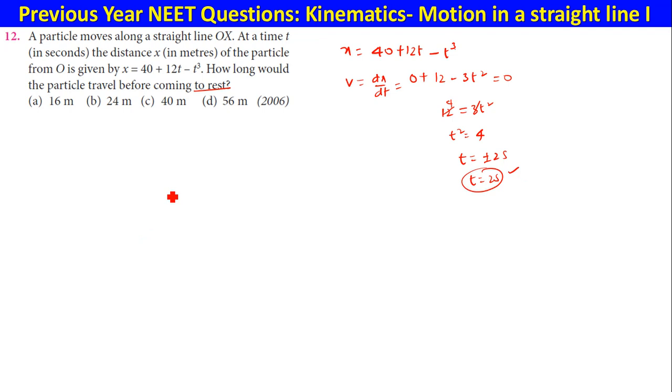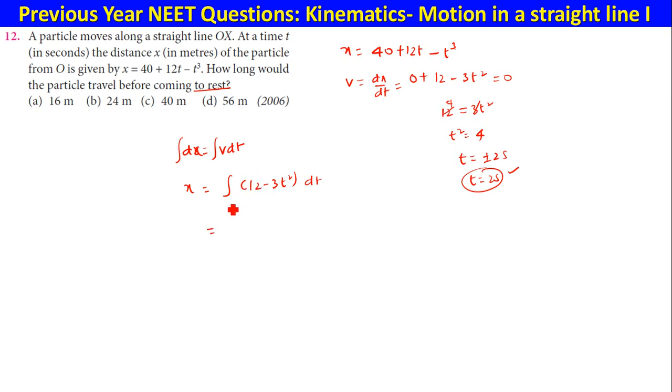Now what about the distance? He's asking for how long it will travel. So that is ds is equal to v dt, or you can say dx is equal to v dt. So here if you integrate on both sides, you get x on this side, and on the other side you will get 40. What about velocity here? Velocity is 12 minus 3t square, integral dt. Okay, what about the limits?